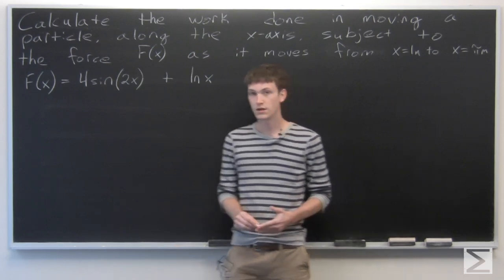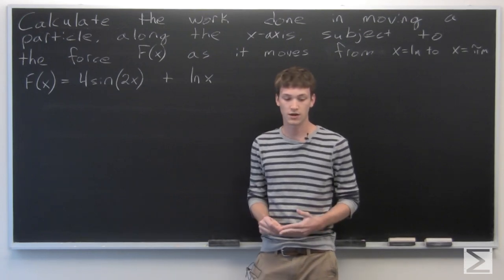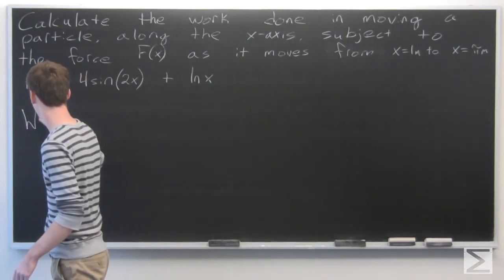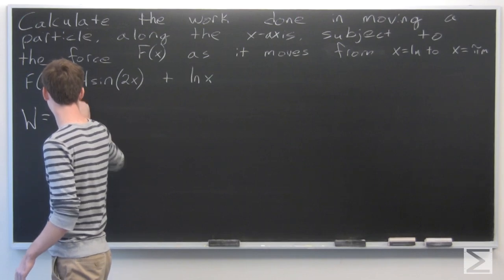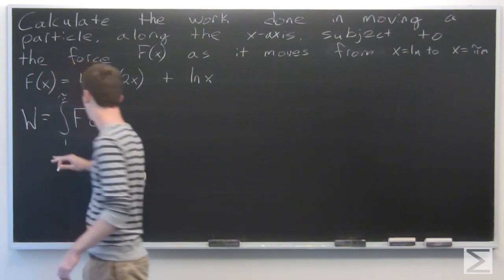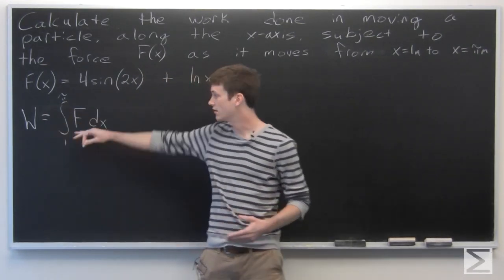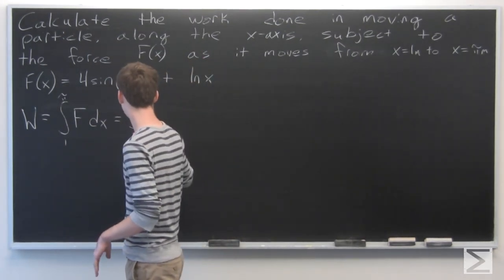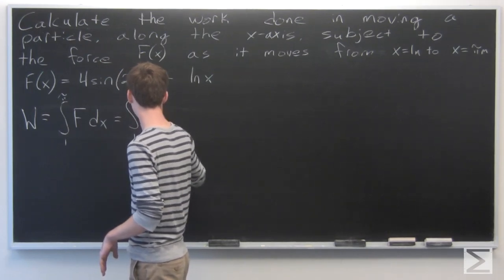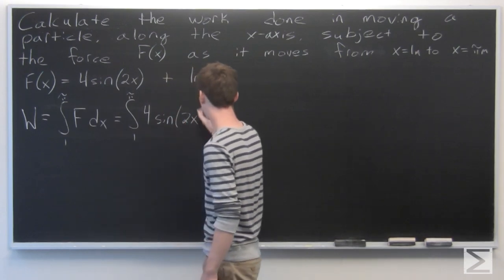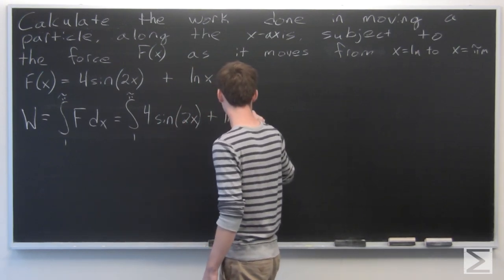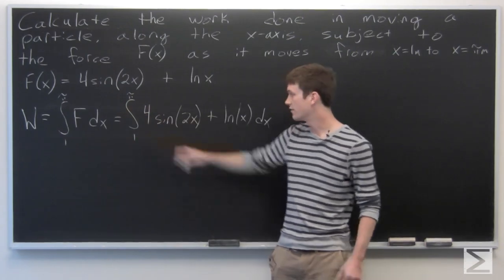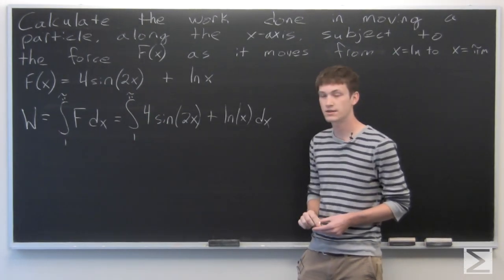So we want to find the work done by the force, and it's a continuous force acting on the particle as it's moving from 1 to pi. So we know that the work is the integral from 1 to pi of f dx, where f is our force function. So we have the integral from 1 to pi of 4 sine of 2x plus the natural log of x dx.